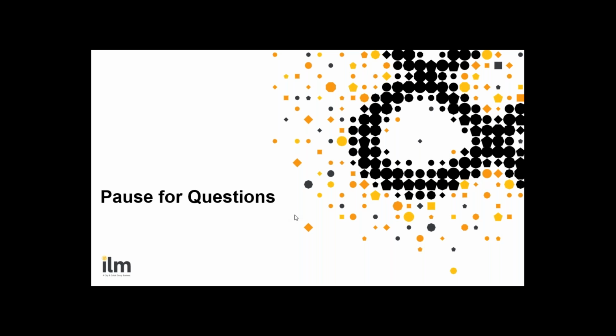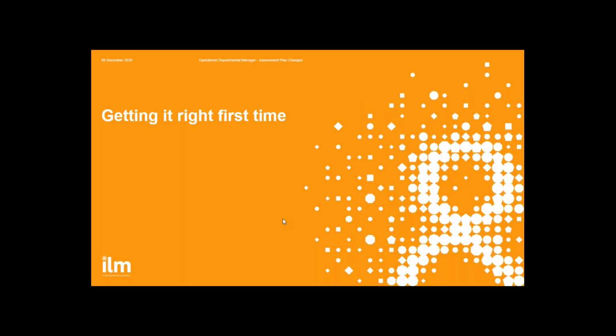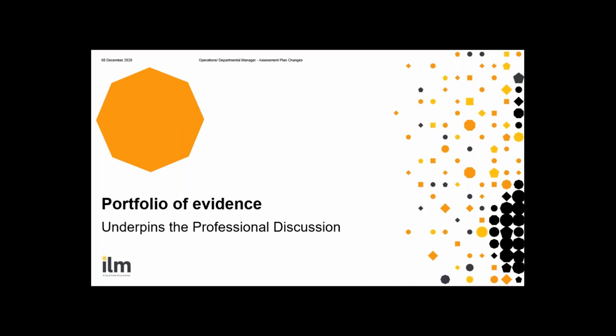Okay, thank you. So I'm going to be quick, hopefully. We're looking now at getting things right first time. Juicy has provided you with a whole lot of information there, so I'm just going to top that up with some thoughts around how you can get it right first time with your learners. We're going to look at the portfolio of evidence to start with.